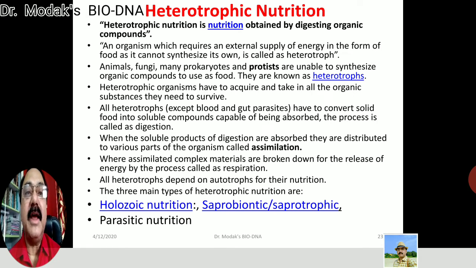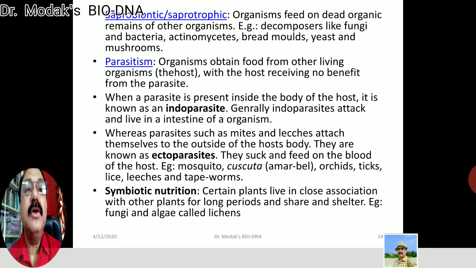There are basically three types of heterotrophic nutrition. One is called holozoic nutrition, one is called saprobiotic or saprophytic mode of nutrition, and one is called parasitic mode of nutrition. Now let us review them one by one. So what is saprophytic mode of nutrition? Organisms feed on dead and decaying organic material.